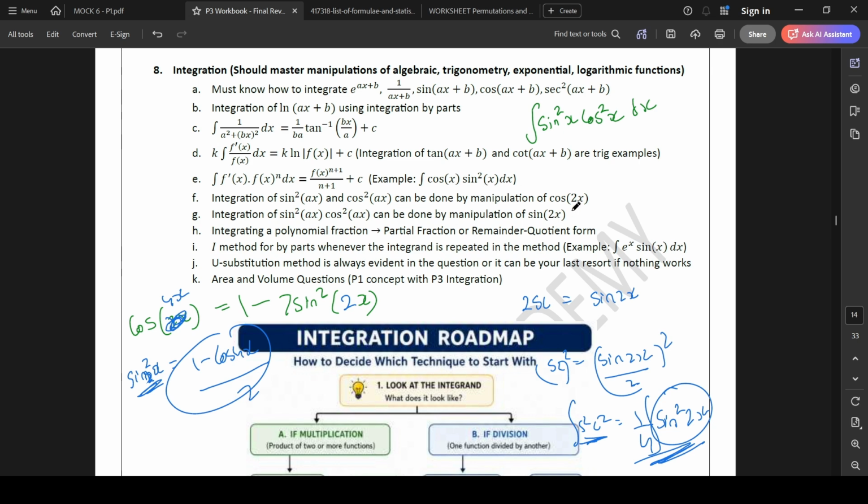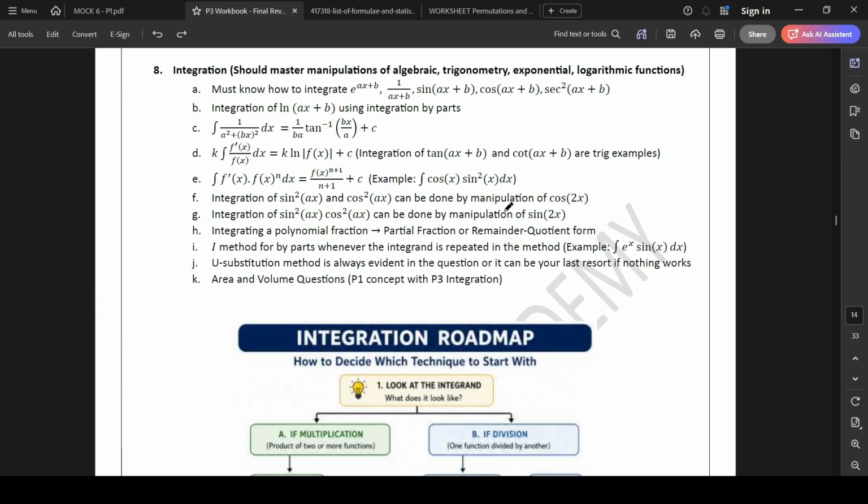So that is how you can integrate the sin square into cos square term with the help of the sin 2x formula. I hope this is clear: whenever sine and cos, or their squares, are multiplied, this is how you can integrate this kind of equation.